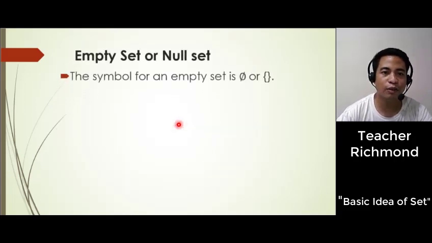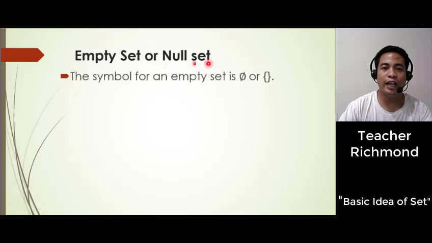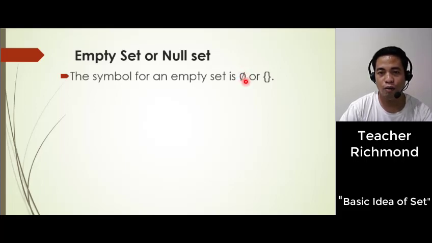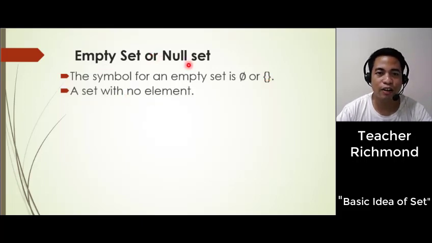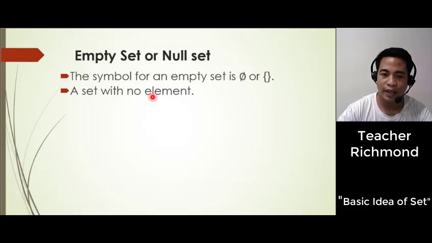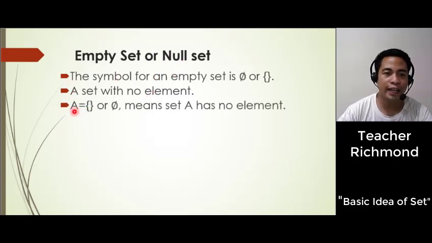Now, let's proceed to this one, empty set or null set. The symbol for an empty set or null set is just this one, like a capital O or 0 with a slash on it, or the two braces. Okay, a set with no element. So when we say empty set or null set, it is a set with no element. Example, set A is an empty set if set A looks like this. It means set A has no element.